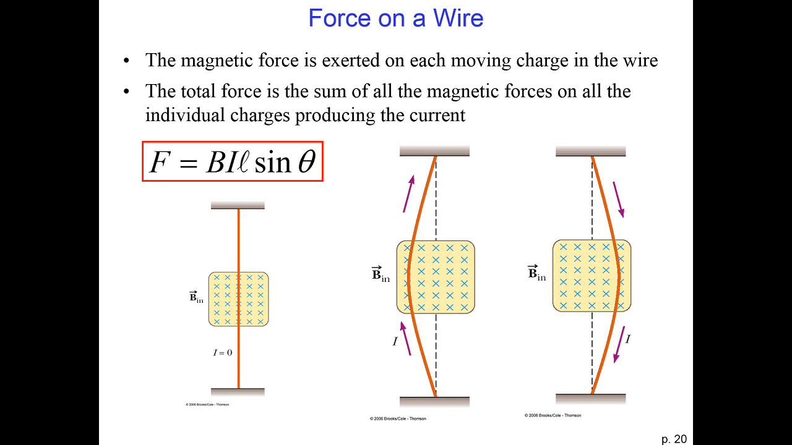When the current loops around and points down, then our pointer finger points down, our middle finger is still into the page, and so our thumb now points to the right, so our force points to the right here. To find the magnitude of the force, we use the magnetic field times the current in amps times the length of the wire, L in meters, times sine theta, where theta is the angle between the magnetic field and the current. So if the current and the magnetic field are aligned, then the force is 0, and if they are perpendicular, the force is at a maximum.